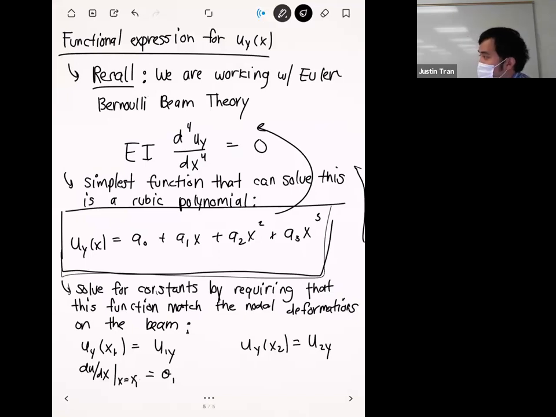And so now we have to factor in the nodal rotations, right? And so we have theta 1 and theta 2. And the way that those are related to the transverse displacement is we can take the derivative, okay? And so we take the derivative of uy of x with respect to x, and we evaluate that derivative at x is equal to x1, then we'll get theta 1.